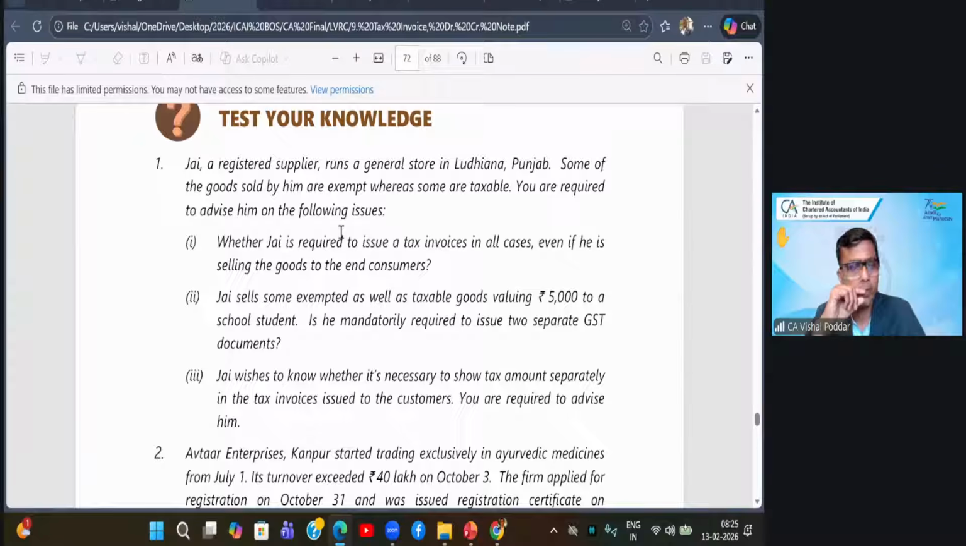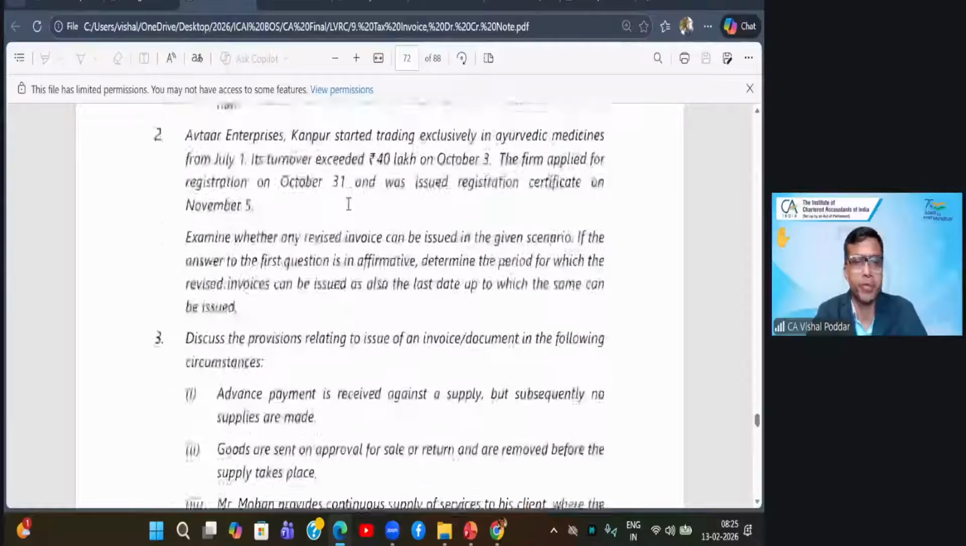Jay wishes to know whether it's necessary to show tax amounts separately in the tax invoices issued to the customers. You are required to advise him. So, is it necessary to show the tax amount separately? Yes, sir. 100%. You have to show it separately. Whenever you are making a taxable supply and you are not a composition dealer, you have to compulsorily show the tax amount, that is the GST amount, separately. Perfect. Next one.